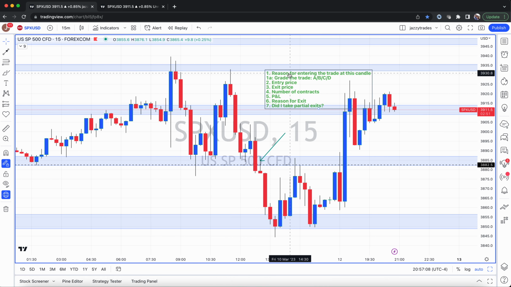So reason for entering the trade, grade, entry price. What was your entry for the contract? What was your exit? How many contracts did you enter, and what was your profit or loss? The reason you want to do these four things is because when you go back and read your journal, you want to know if you've been position sizing correctly.